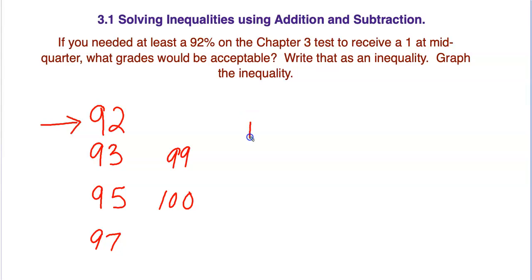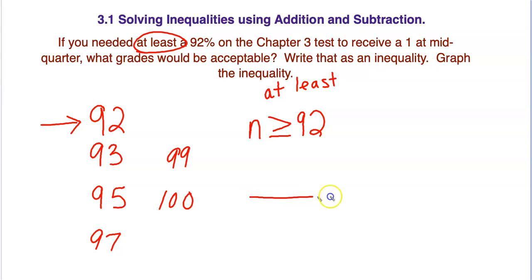So if we use n as our variable, we would have to say that n either has to be greater than or equal to 92. Now, our terminology here said at least, which seems kind of strange because it's greater than or equal to. But if you think about it, it's got to be either 92 or something larger than 92 would enable you to get a 1 at mid-quarter.